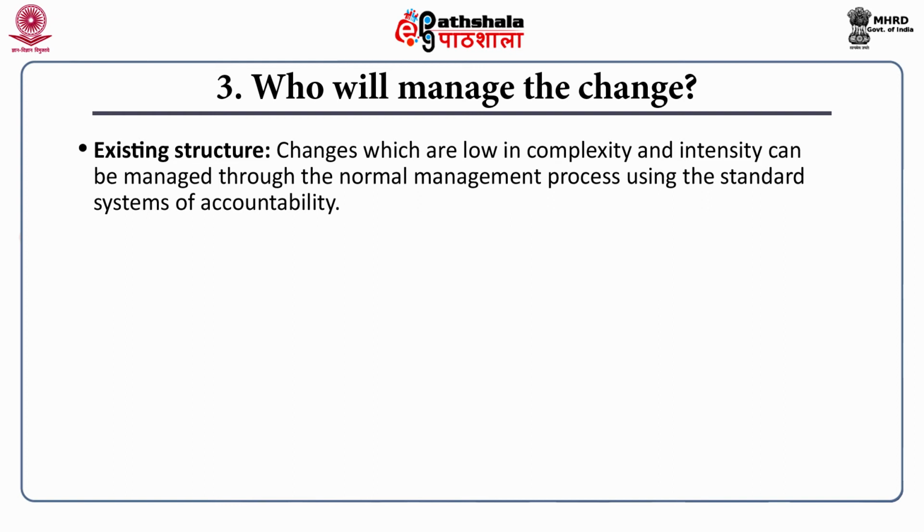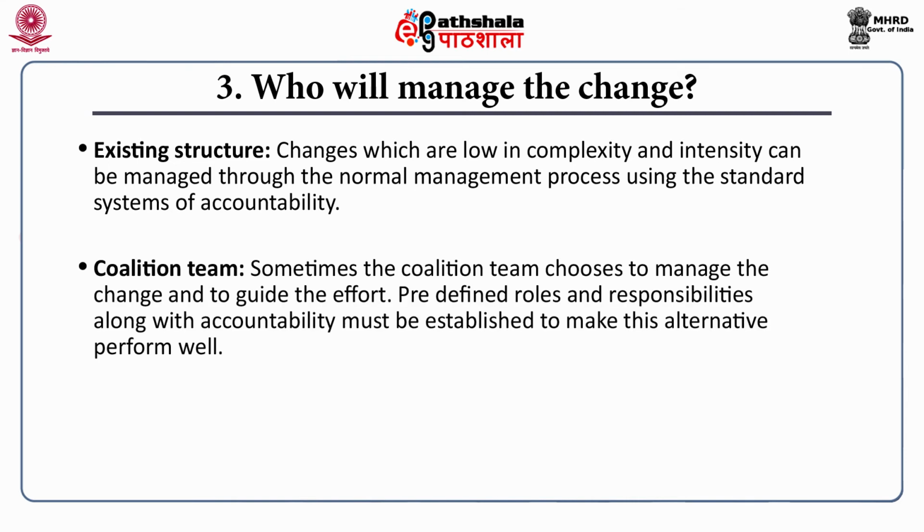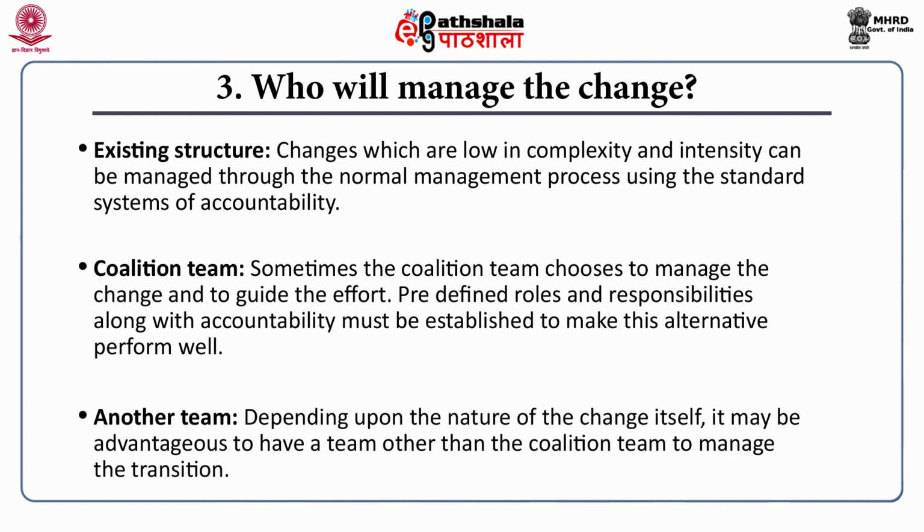Existing structure. Changes which are low in complexity and intensity can be managed through the normal management process using the standard system of accountability. Coalition team. Sometimes the coalition team chooses to manage the change and guide the efforts. Predefined roles and responsibilities, along with accountability, must be established to make this alternative perform well. Another team. Depending upon the nature of the change itself, it may be advantageous to have a team other than the coalition team manage the transition.